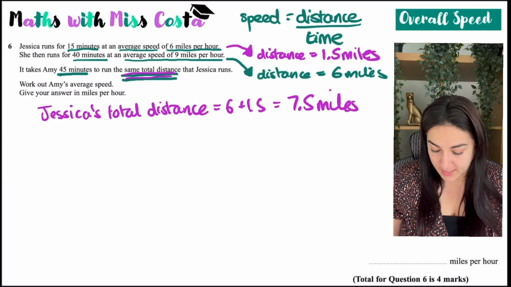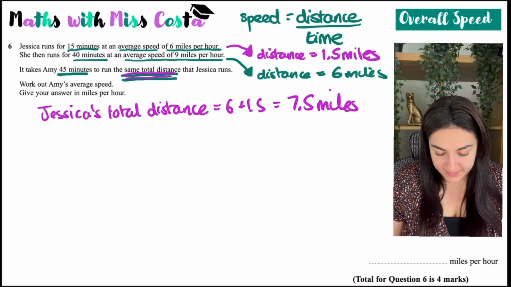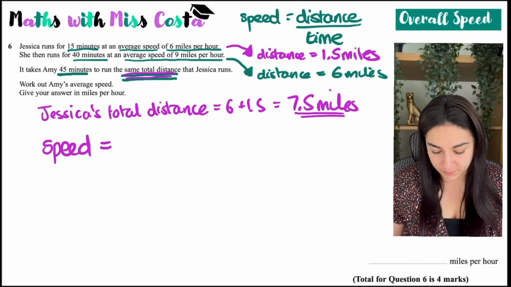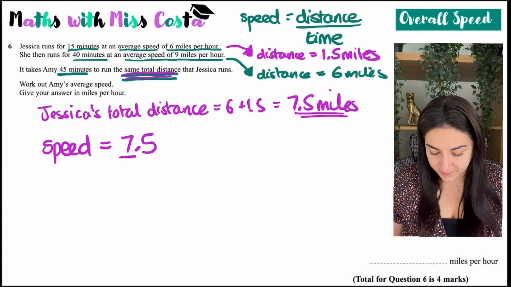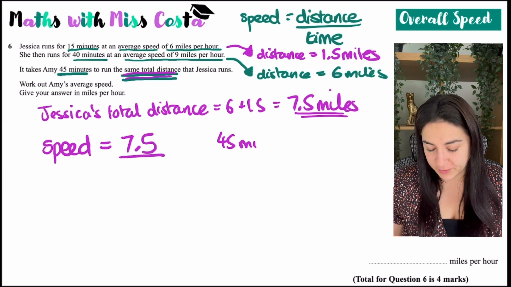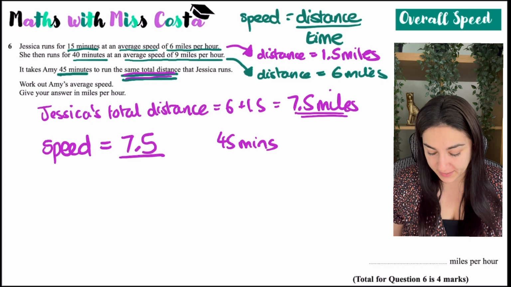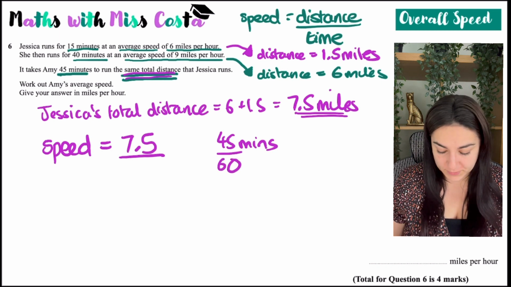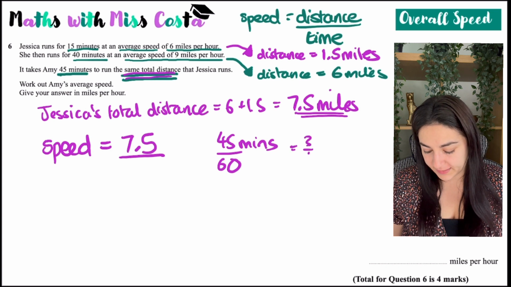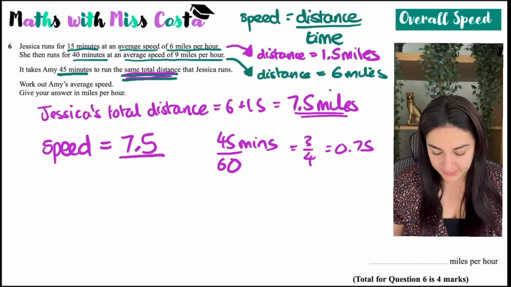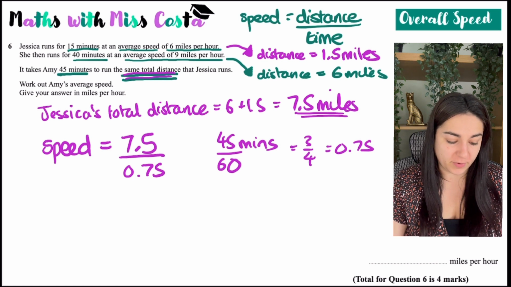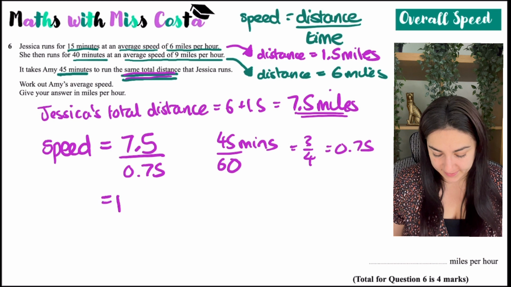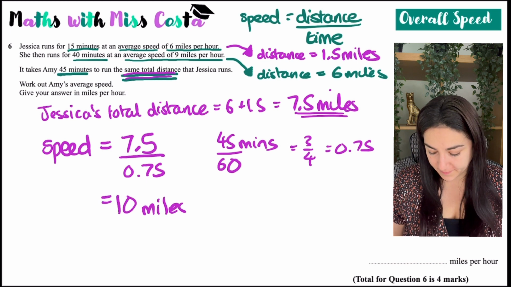So let's substitute into the formula again. I'm trying to work out Amy's speed. I know that her total distance is 7.5 miles, and I know that she ran 45 minutes. Now you might know that 45 minutes is 3/4 of an hour. If you didn't, you just type in 45 over 60, which gives you 3/4, which is 0.75. So I know that her speed is going to be 7.5 divided by 0.75, which is 10 miles per hour.